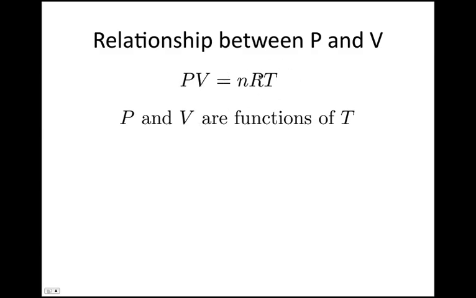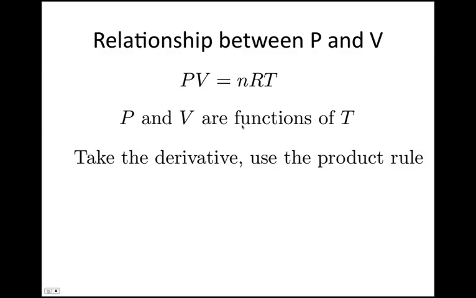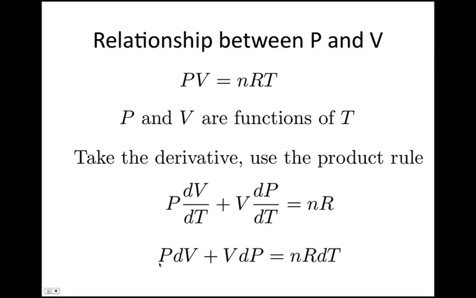When we differentiate the right-hand side with respect to T, we just get 1 because dT/dT is 1, so we end up with nR. Okay, so this is our derivative here. Now what we'll do is multiply all the sides by dT to simplify it a little bit. So we've got P dV plus V dP is equal to nR dT.